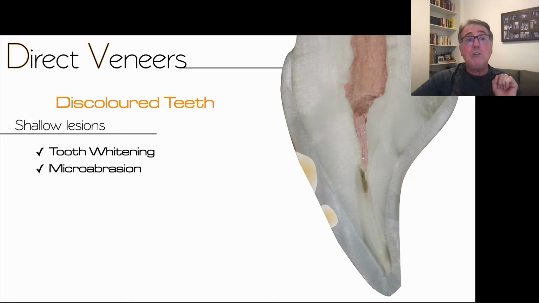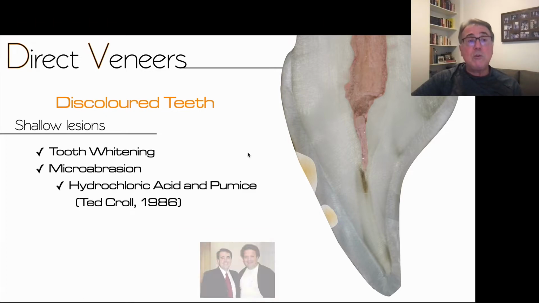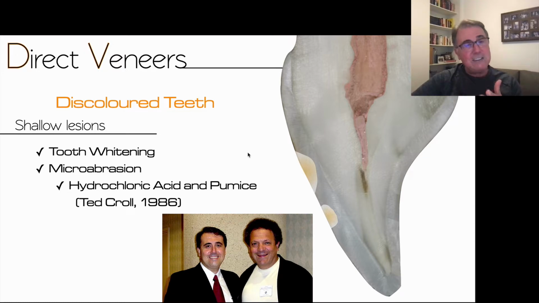You can do what is called microabrasion. Microabrasion was described by Ted Crow, which is this fellow here, a very nice guy from the United States, who imagined it would be a good idea to mix 18% hydrochloric acid and pumice, and then scrub it on the surface of the tooth with a wooden wedge, a wooden spatula. You just scrub it around the tooth, and that will remove a little bit of the lesion, and also it will give you a different visual impression of that lesion.